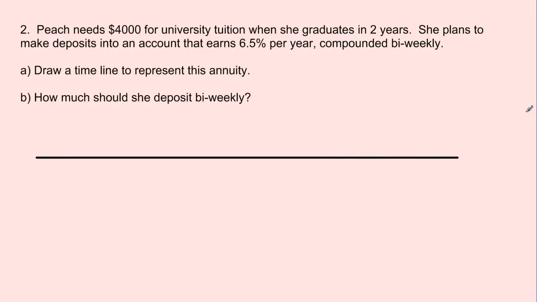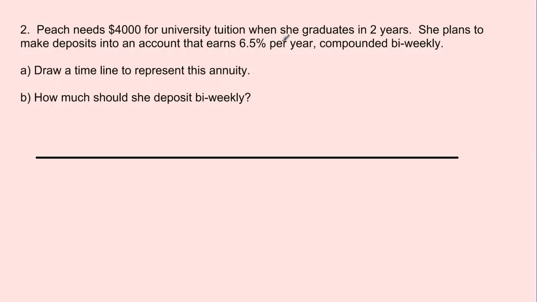Here's example 2. Peach needs $4,000 for university tuition when she graduates in 2 years. She plans to make deposits into an account that earns 6.5% per year, compounded bi-weekly. So draw a timeline to represent this annuity, and then figure out how much she should deposit bi-weekly into the account so that she'll have $4,000 when she graduates.